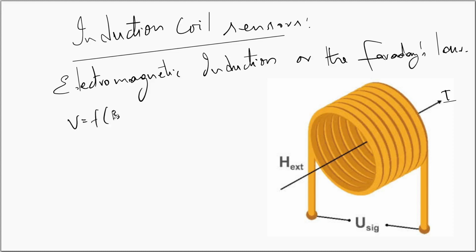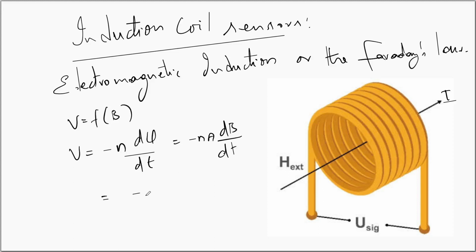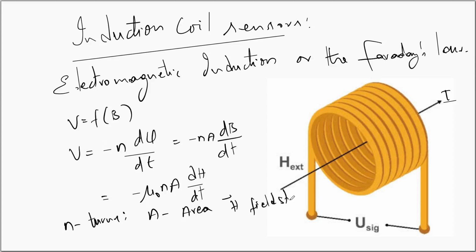The EMF across the terminals of the coil will be equal to minus N dφ/dt, which is equal to minus N A dB/dt, where φ is the flux, A is the cross-sectional area of the coil, B is the flux density, and this will be equal to minus μ0 N A dH/dt. Here N is the number of turns, μ0 is permeability, A is area, H is the magnetic field strength.